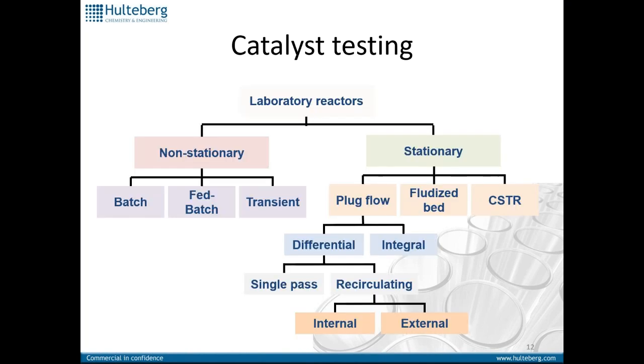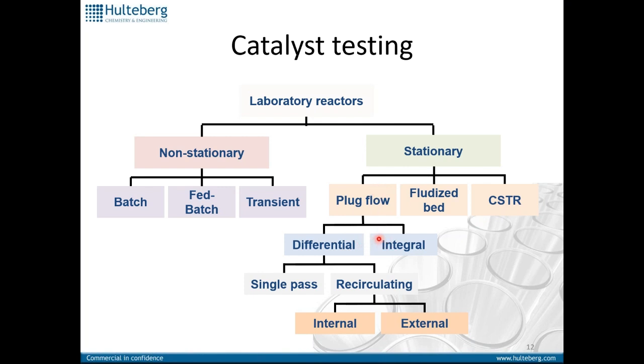And we can break it down into this scheme here where we have non-stationary to the left. Again, we have the batch, the semi-batch or fed batch, and the transient reactors. For the stationary, again, continuous stirred tank reactor, fluidized bed, and plug flow reactor. But the plug flow reactor, as opposed to the other two, can actually be broken down into even more categories. So we differentiate, for instance, between integral and differential.